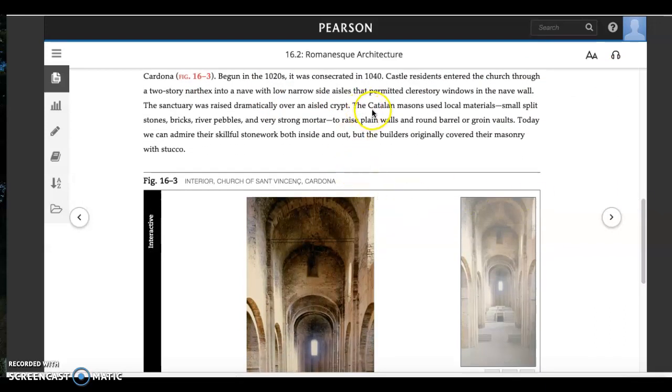If we come here, the Catalan masons used local materials, small split stones, bricks, river pebbles, and very strong mortar to raise plain walls and round barrel or groin vaults. They're saying plain walls because later more decoration is going to be added to the walls. And that's one of the reasons this is first Romanesque.